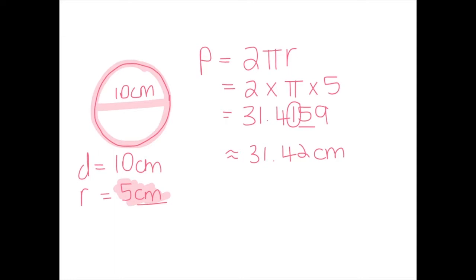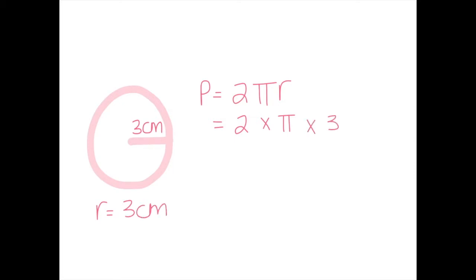If you are given the radius, it's exactly the same, except it will show you that, I'm going to say 3 centimeters. It will show you that it only goes to that midpoint. So P equals 2 pi r, 2 times pi times my radius of 3 centimeters.